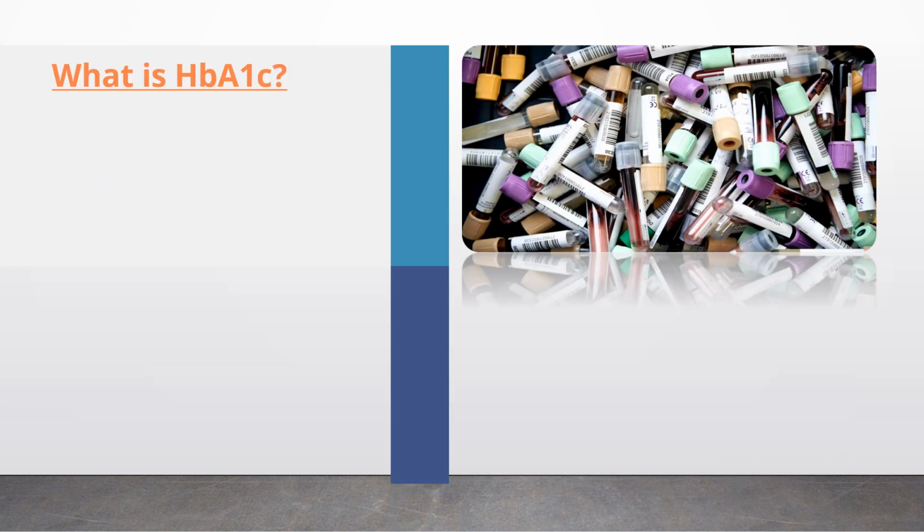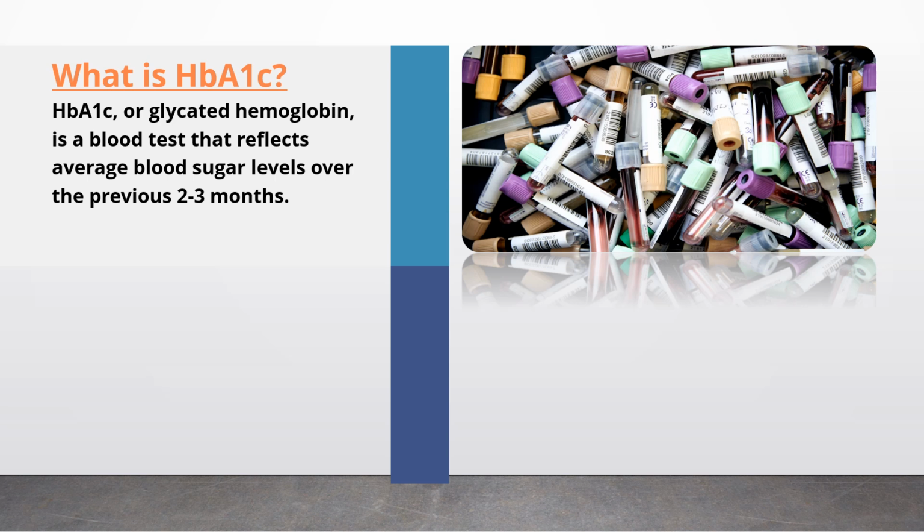First of all, let's see what this HbA1c is. It is also known as glycated hemoglobin. It is a blood test that reflects blood sugar levels over the previous 2 to 3 months. So, as we have just seen, it is known as glycated hemoglobin.